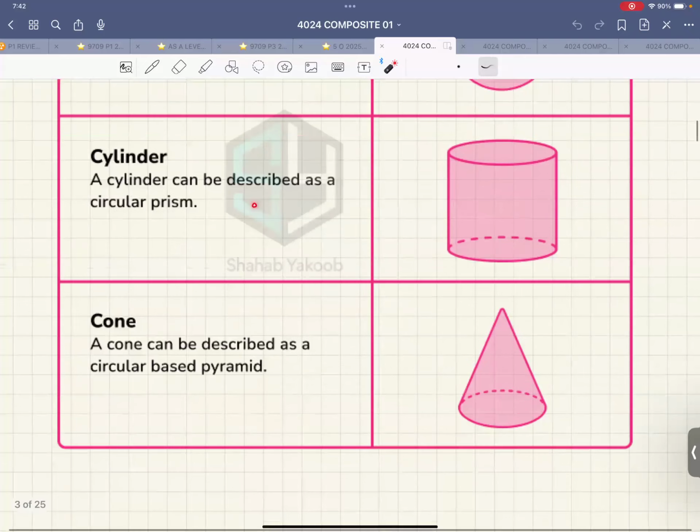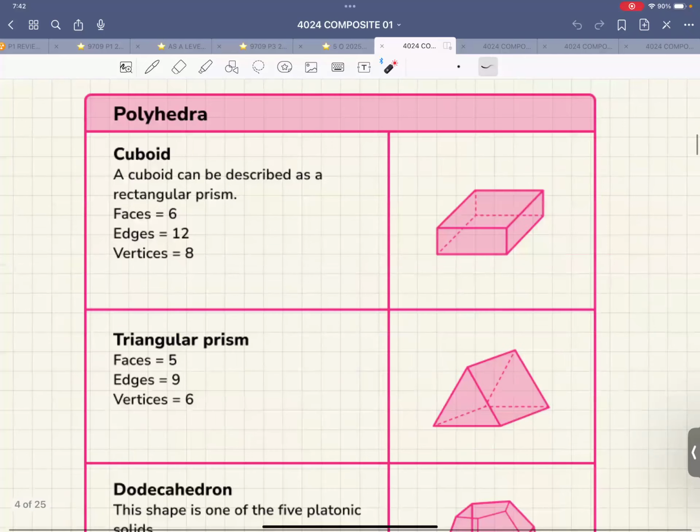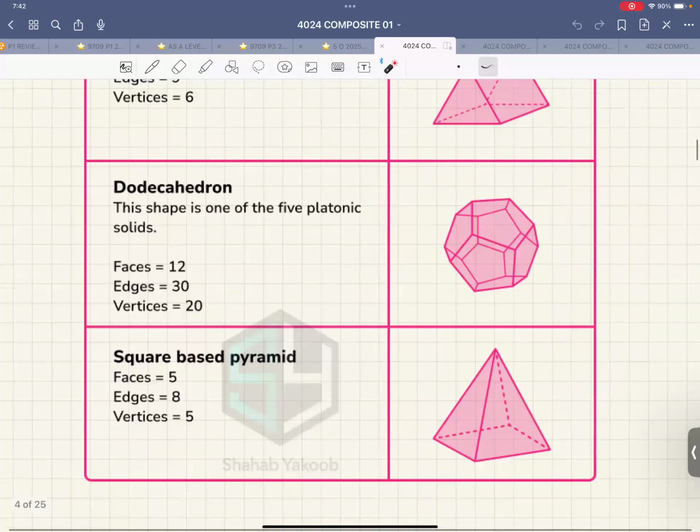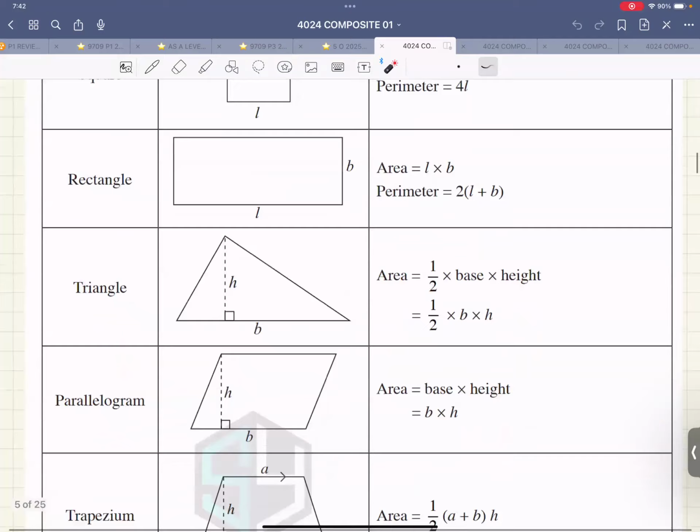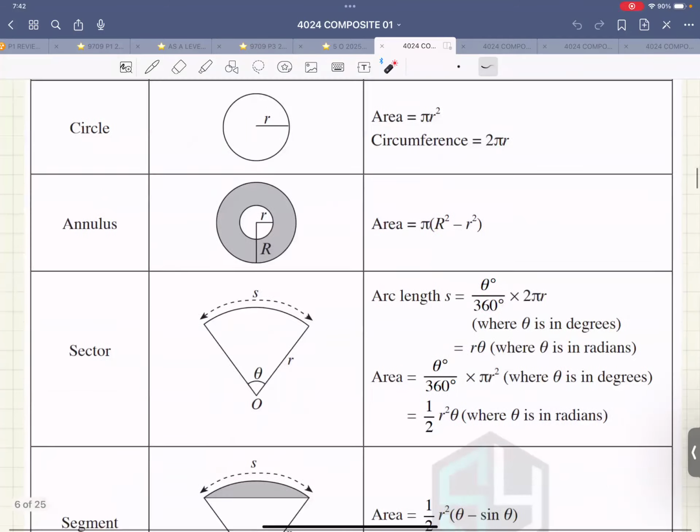Sphere, cylinder, cone, cube, triangular prism. Ignore this. Square base pyramid. The formulas are over here. I'll also share these things with you.